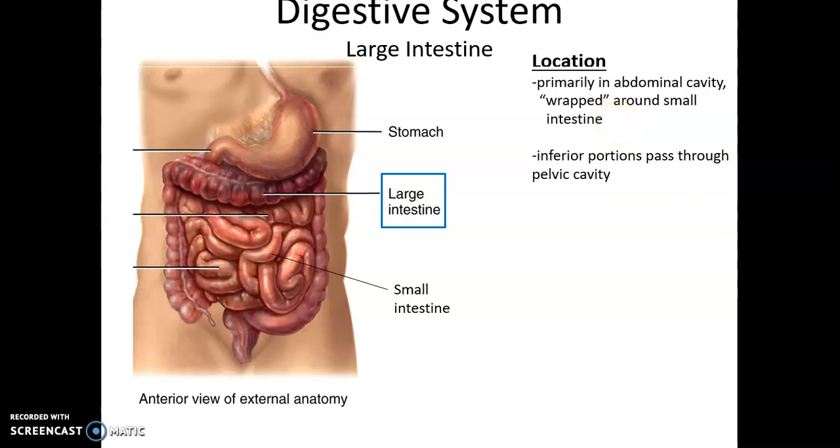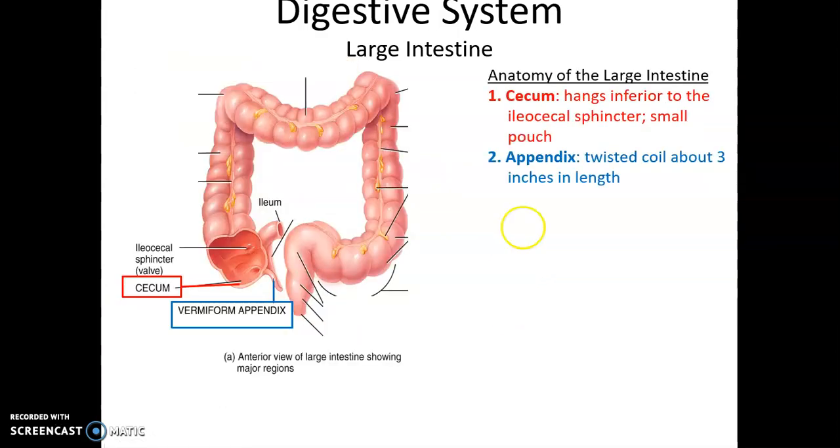So the large intestine is primarily found in the abdominal cavity, and as you can see, it kind of wraps around the small intestine, although the inferior portion of the large intestine does enter and pass through the pelvic cavity. The large intestine has many portions to it with their own names.